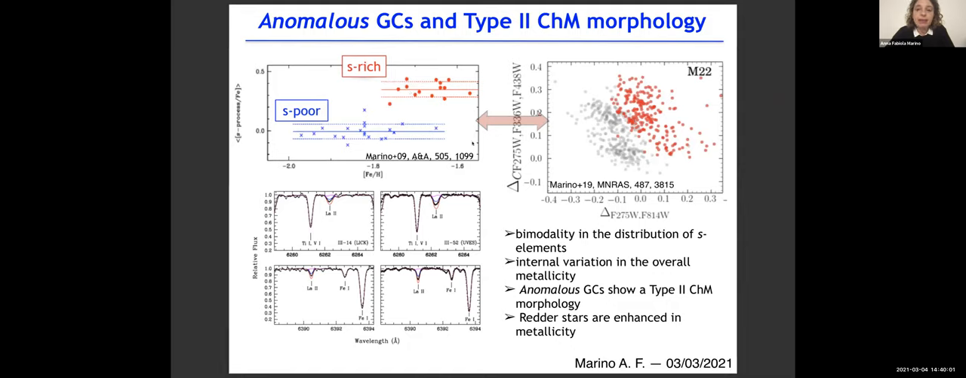We have, for example, here an s-rich and an s-poor group of stars, with the s-rich stars having also higher iron abundances. In 2015, when the chromosome maps were introduced, we could link the two phenomena, the chemical abundance variations in heavy elements and the chromosome map, because we could recognize the presence of these stars enhanced in metallicity and in s elements here on the red side of the chromosome map. So basically, the type 2 chromosome map morphology is characterized by the presence of stars that are enhanced in certain heavy elements.